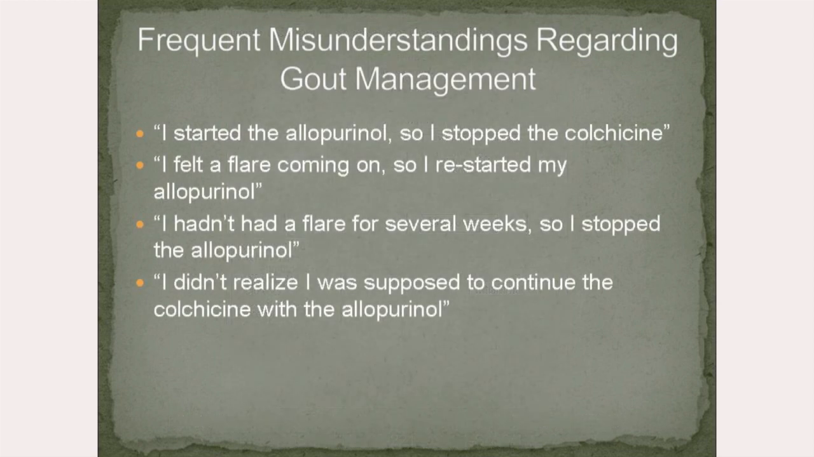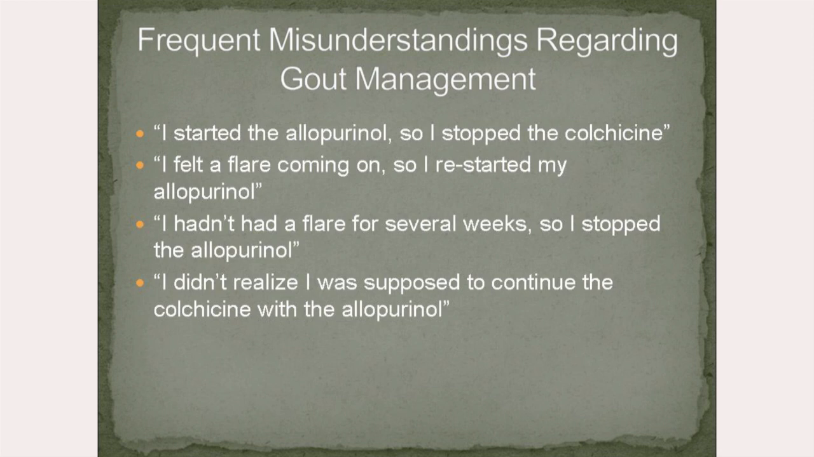So these are some frequent misunderstandings regarding gout management. This is something that I hear often in clinic. When we're treating someone for gout, we give them a medication to prevent gout flares while we're getting the uric acid level down. As I mentioned, when we start medications like allopurinol that drop the uric acid level, it puts you at risk for a gout flare. So whenever we start a medication to get that uric acid level down, we'll put you on an anti-inflammatory in the background, like colchicine.